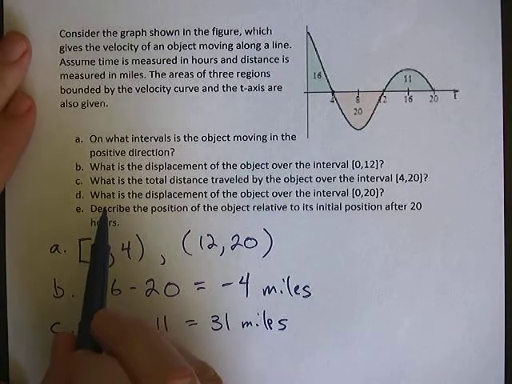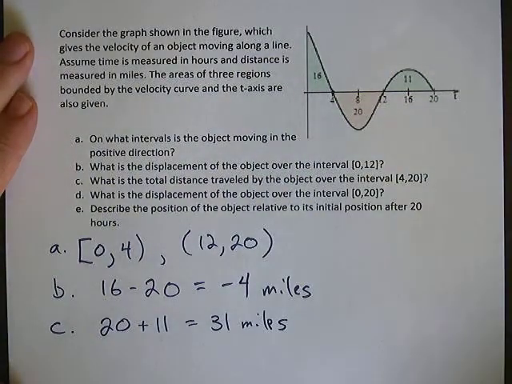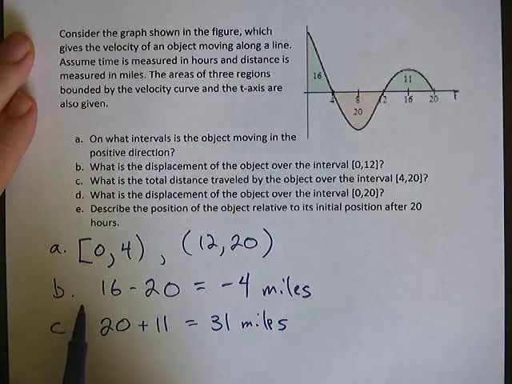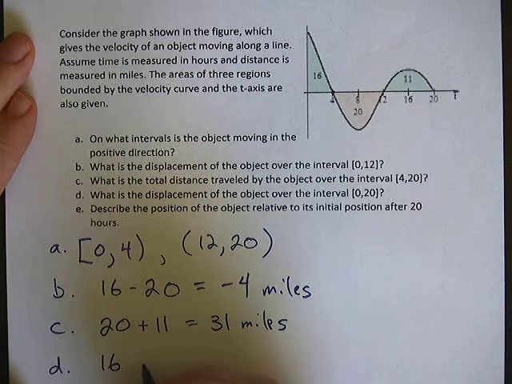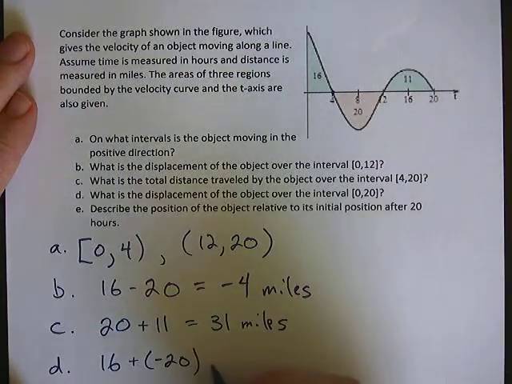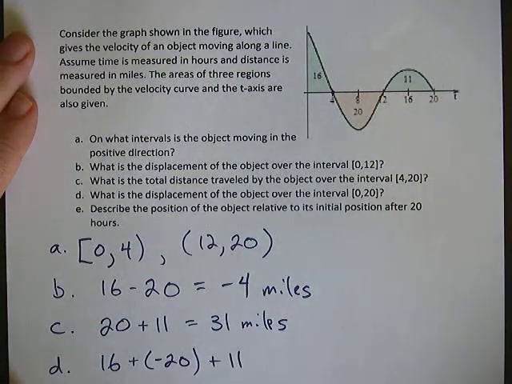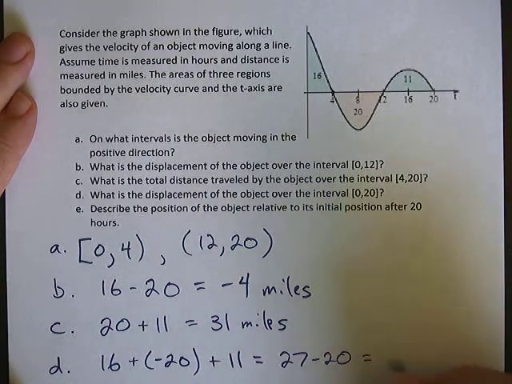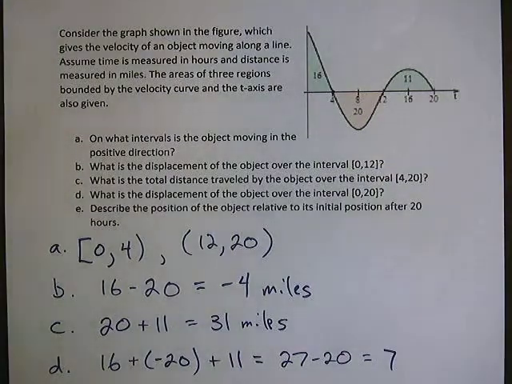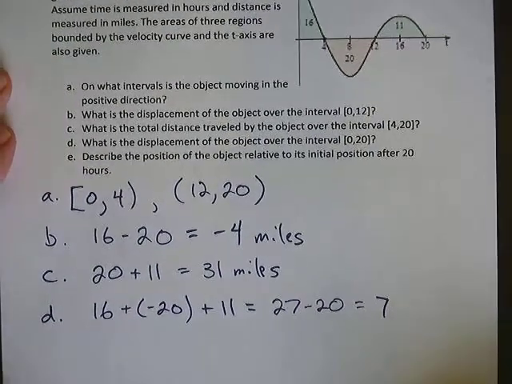Okay. The next one says, what is the displacement of the object over the interval 0 to 20? So that's the entire interval that we have here. Okay, so we already found the displacement on B between 0 and 12. So for D, we're going to do the entire displacement. So we've got 16 in the positive direction, and then we went negative 20, so that's in the negative direction, plus 11, that's in the positive direction. Okay, so that gives us 27 minus 20 equals 7. So that tells us that we are 7 units or 7 miles in the positive direction from our original starting point.